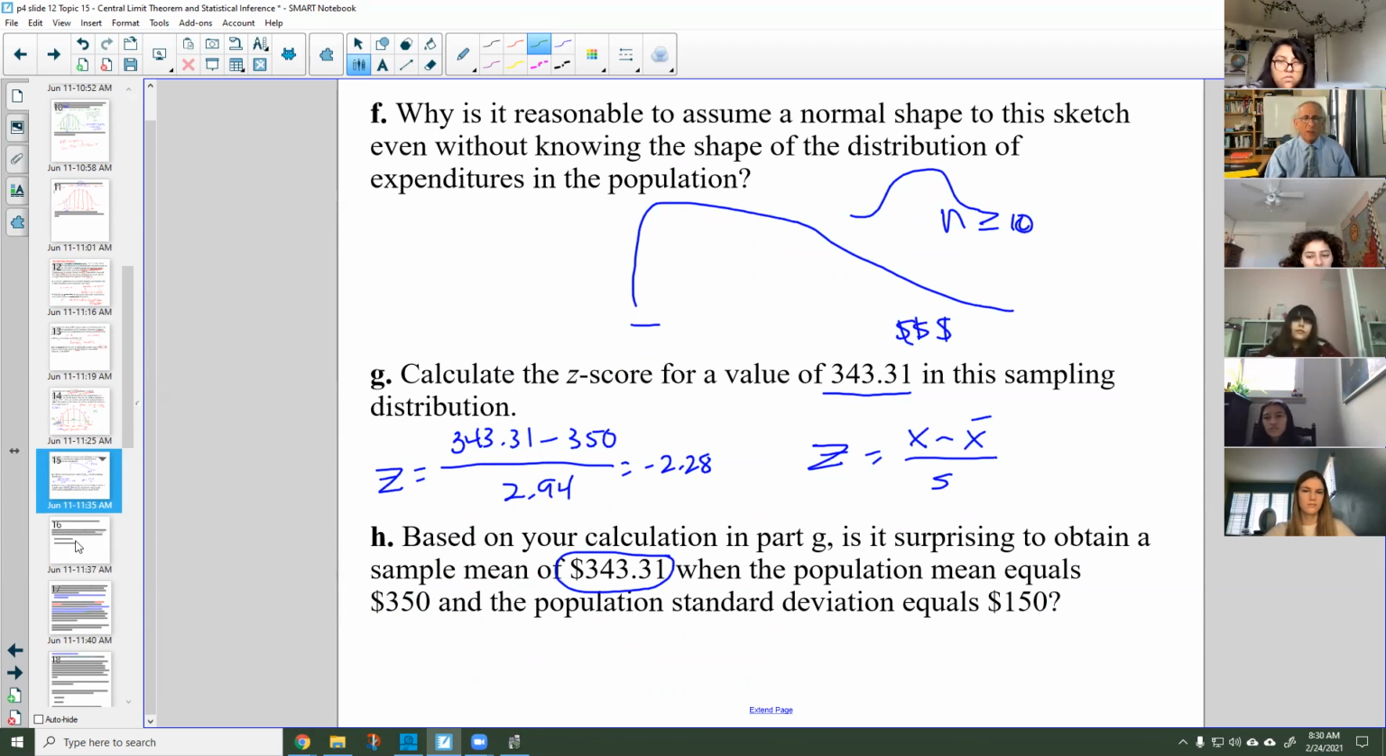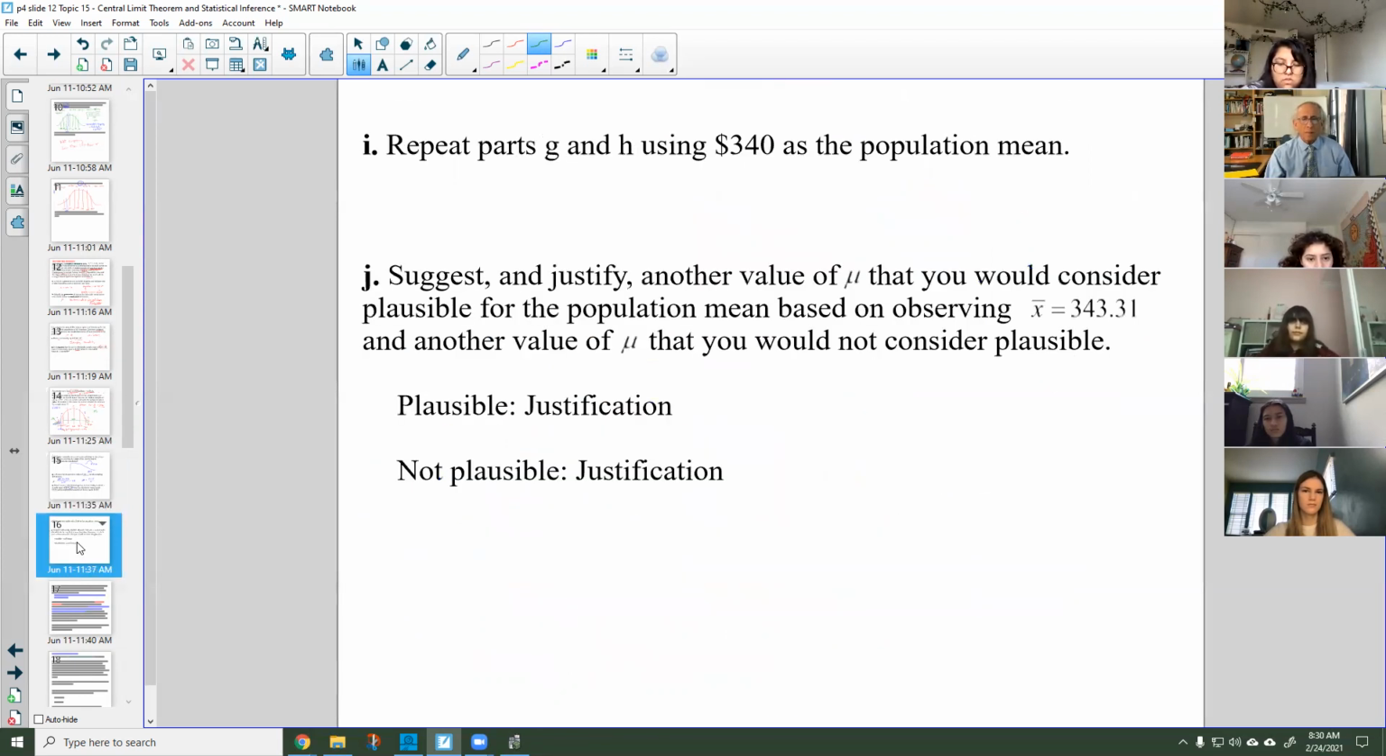Let's see what they're going to ask me next. Oh, they want us to use 340 as a population mean. So, well, let's talk about this together here for just a second. I want to use 340 as a population mean.